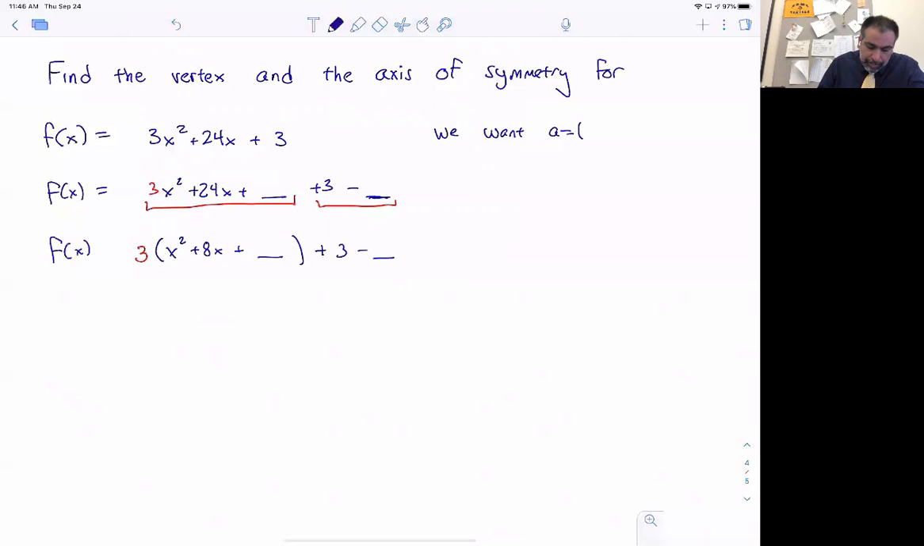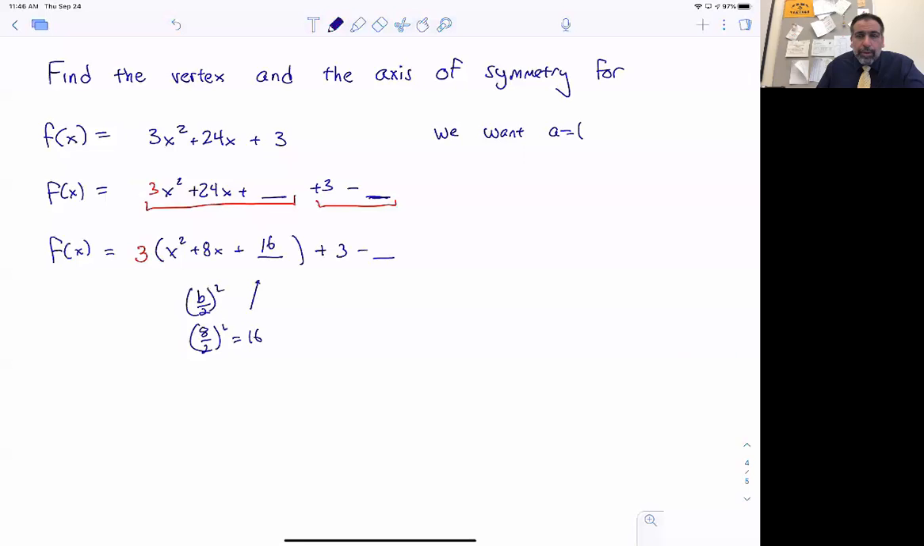And now we use our b over 2 squared to figure out what our mystery number is. And that gets me 8 over 2 quantity squared, which is 16. So that's what's going in there. 16 is the mystery number.